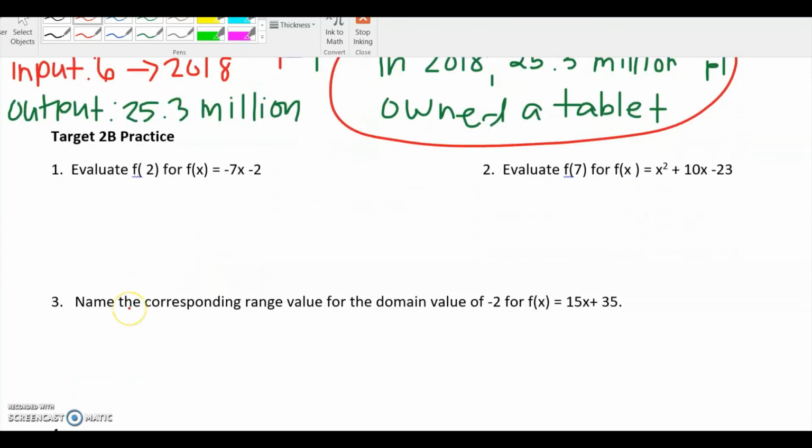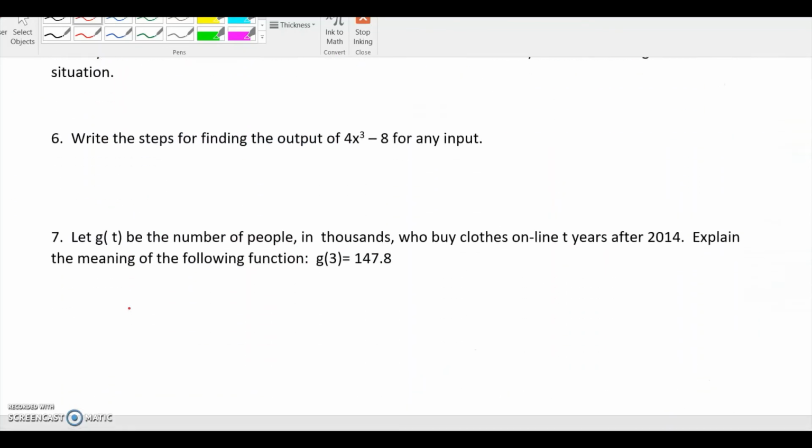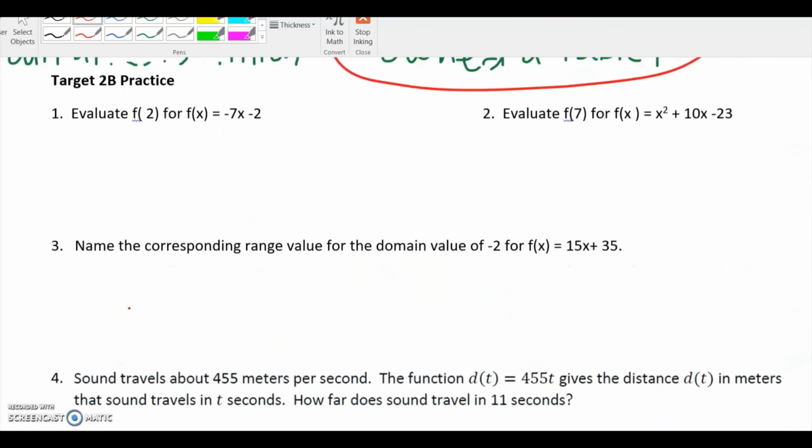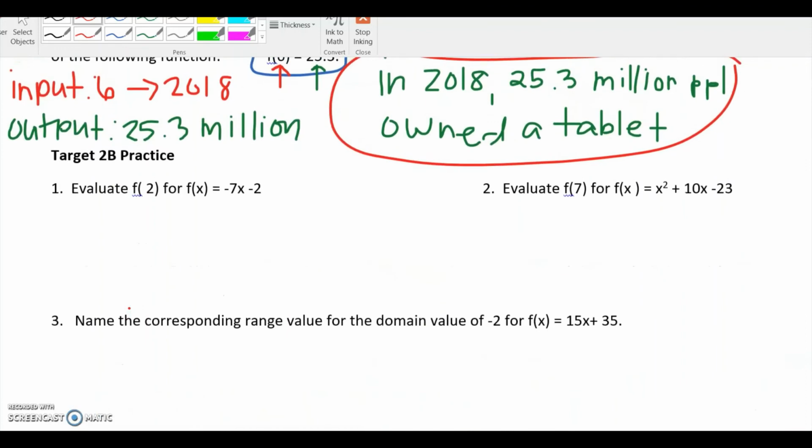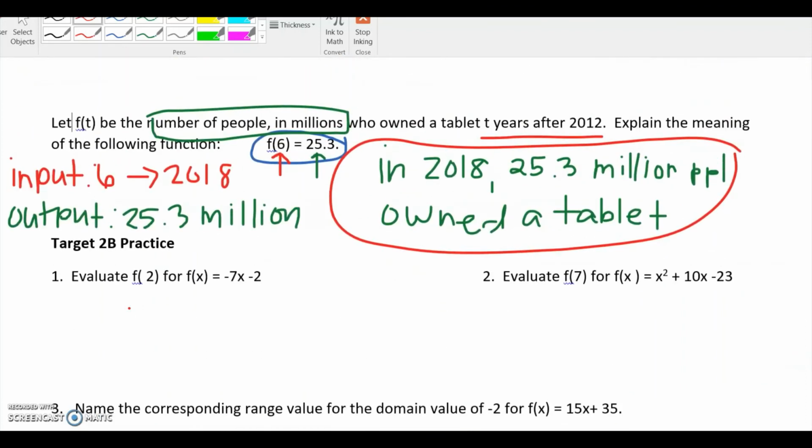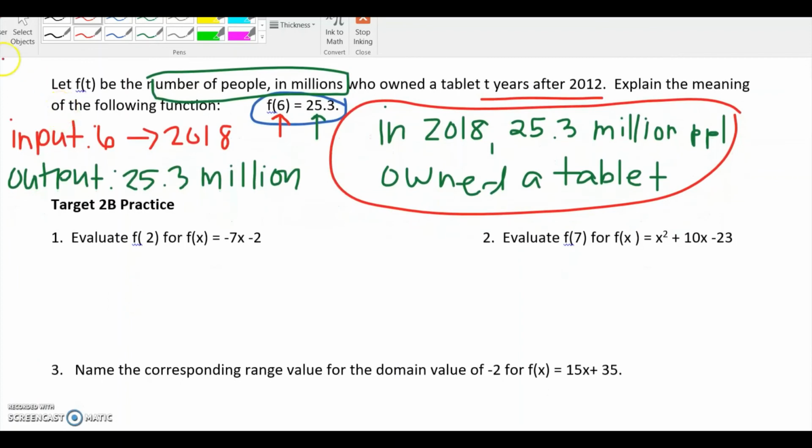So now you're going to work through this practice section on your own, and when you're finished, there's another page of practice that you are going to do on your own silently. You may not work with partners.